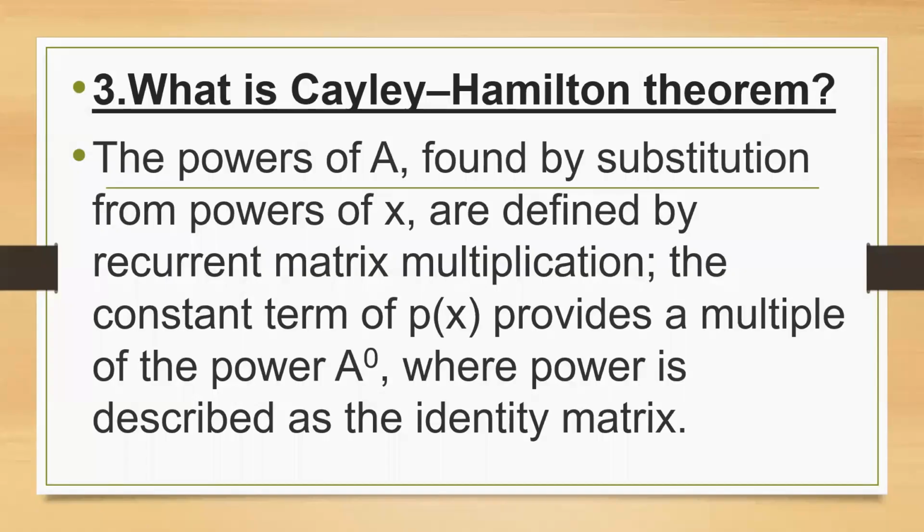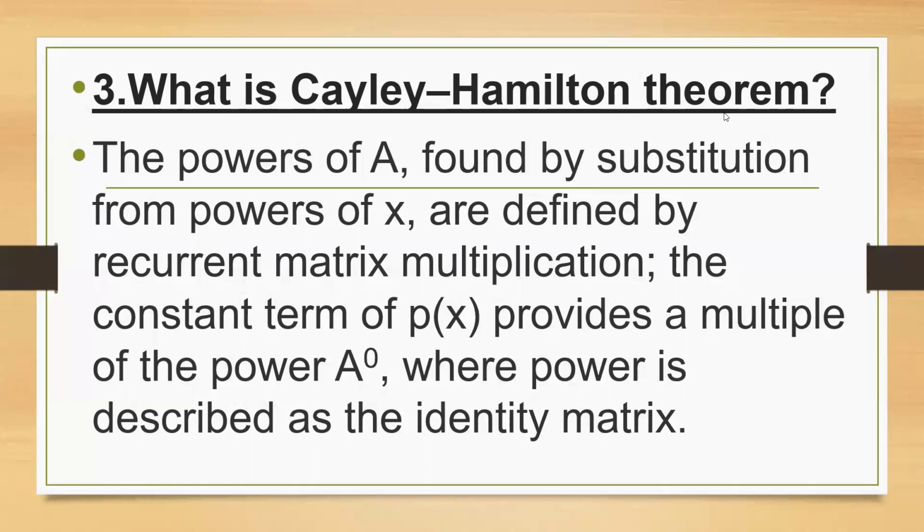In simple and short words, it is given here that the powers of A, which are found by the substitution of powers of x, are defined by recurrent matrix multiplication. So the constant term of P of x provides a multiple of A to the power 0, where that power is described as the identity matrix.